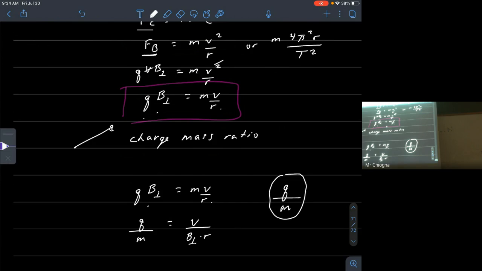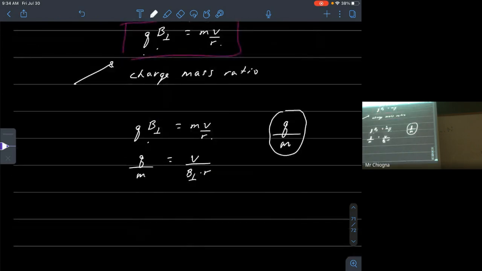Okay, so let's try this out, page 360, 1 to 4.